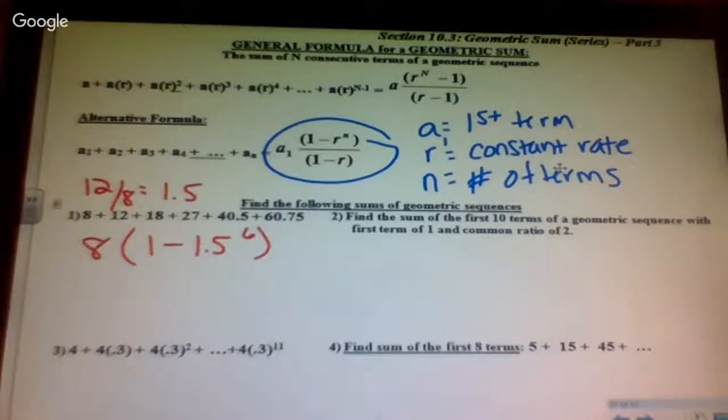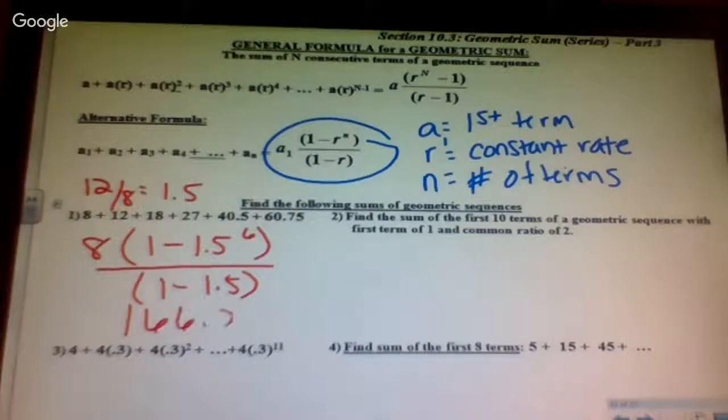Raised to the 6th divided by 1 minus 1.5. Literally, in your calculator, exactly the way you see it. 8, open parenthesis, 1 minus 1.5 raised to the 6th, close it, divided by, open, 1 minus 1.5. And we get what? 166.25. As long as you can plug the numbers in and you can plug them into your calculator, you're good.